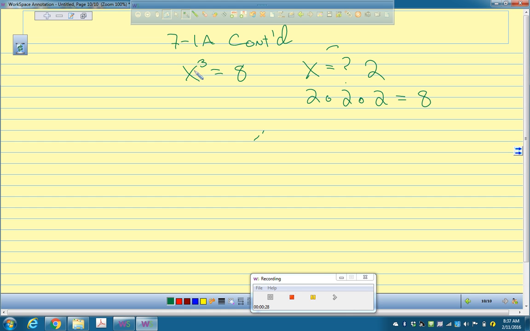And with cube roots, if it's an odd power, you don't have to worry about whether it's negative or positive.